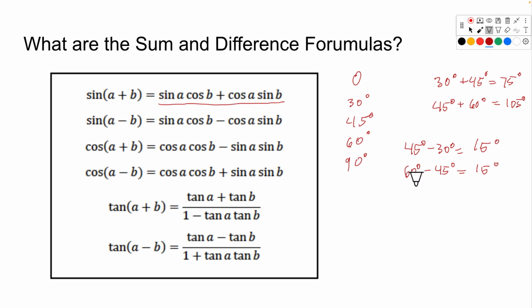Subtracting one of these, we could do 90 minus 60. That would give us 30, so that's not going to help us all that much. 45 minus 30, that's 15. 60 minus 45, that's 15. 60 minus 30 is 30. So we're just looking at the ways we could combine these to get a new angle that we don't have the special angles for. These are really the only additional angles that this allows us to add as far as special angles.